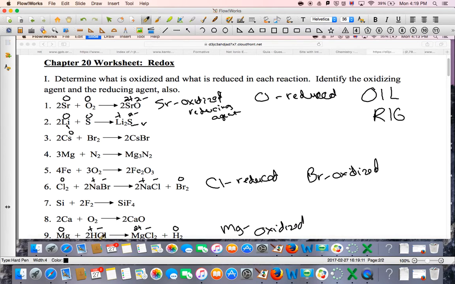Your hydrogen went from positive to 0, meaning that if he was positive and he went to 0, he gained some electrons. Because if you had an overall positive charge and then you get electrons, you're going to no longer be positive. So your hydrogen, in this case, was reduced.